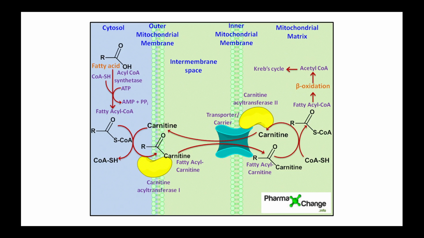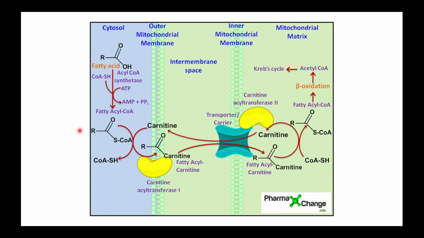So for that, this fatty acyl coenzyme A will be transported via carnitine. The first enzyme that is involved is carnitine acyl transferase 1. Here you can see carnitine acyl transferase 1 is there. Carnitine acyl transferase 1 basically attaches the carnitine to the fatty acyl coenzyme A. So the coenzyme A gets released, and instead of coenzyme A, now you have the carnitine.